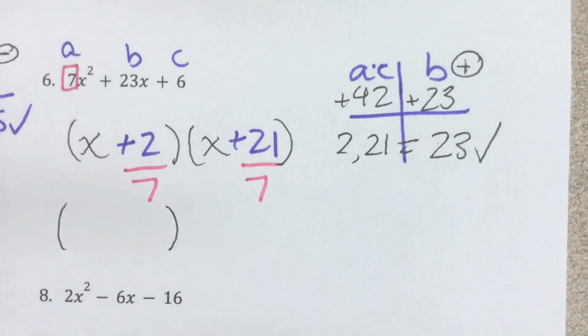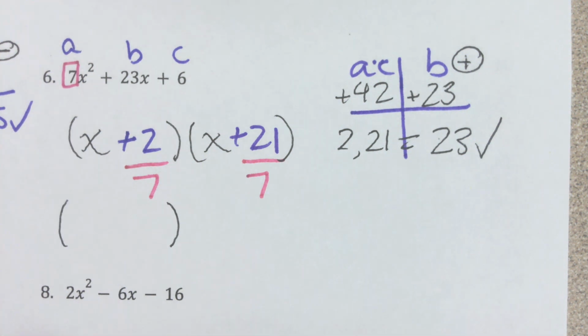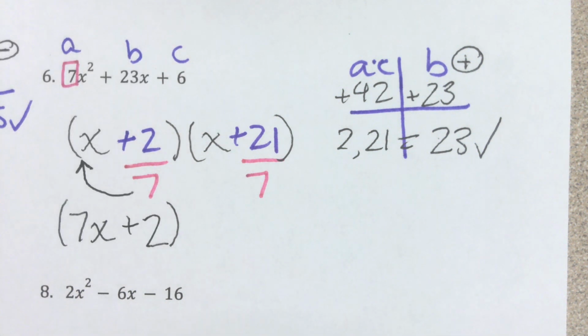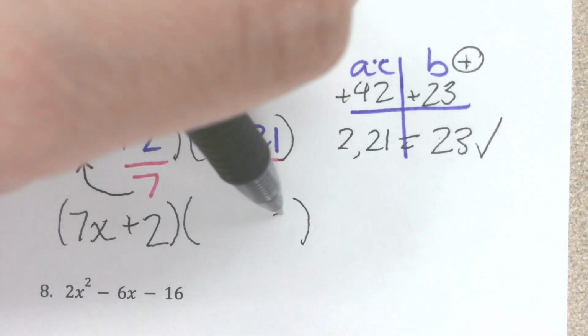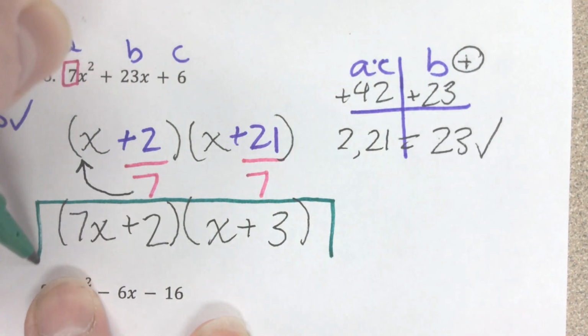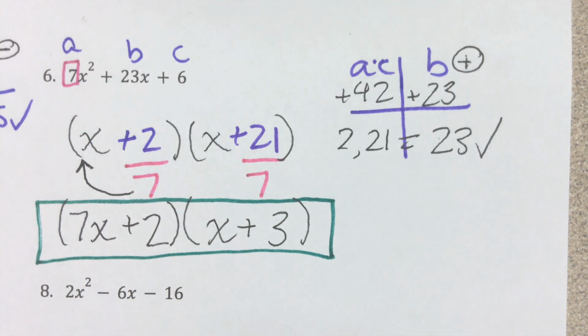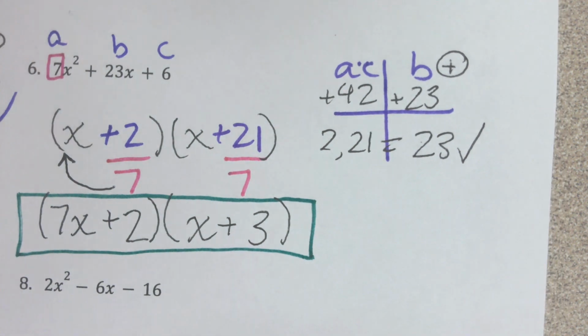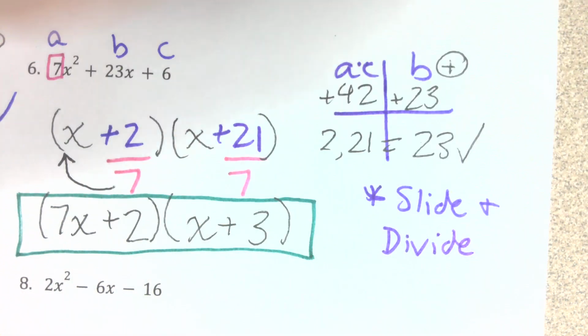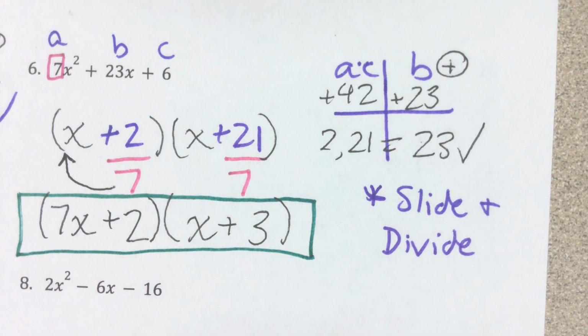First set of parentheses, 2 divided by 7, that's clearly a fraction, a decimal I mean. So slide the 7 in front of the x. We have 7x plus 2. 21 over 7, that's just 3, so we'll divide in that case, and we get x plus 3. 7x plus 2 times x plus 3 is our answer. And again, that one was specifically slide and divide. Questions on number 6.